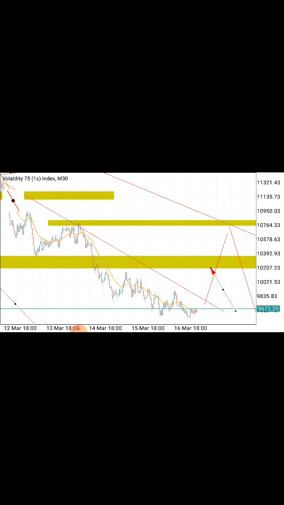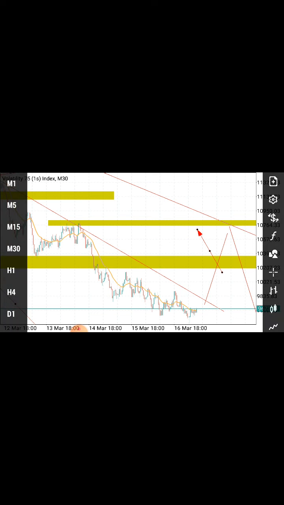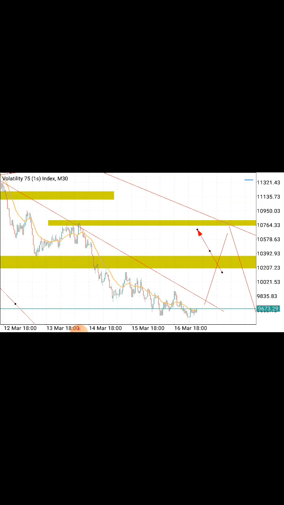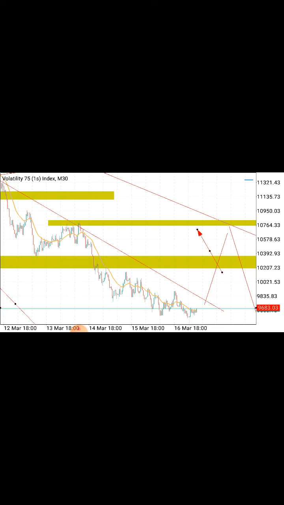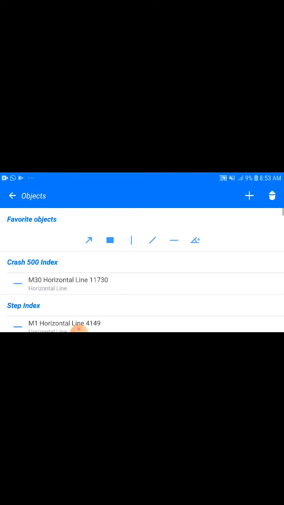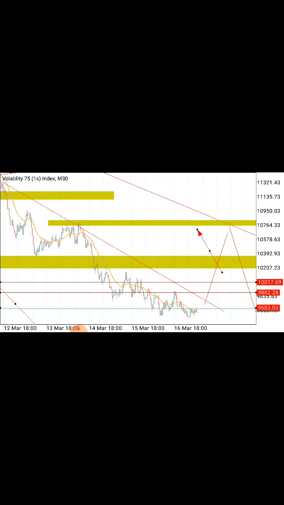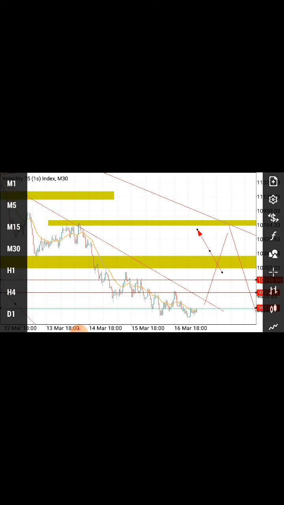We will start selling. If you've got big accounts, you can start selling even from low order blocks. These weak ones, because these are weak. I'll use horizontal lines. These are weak order blocks.